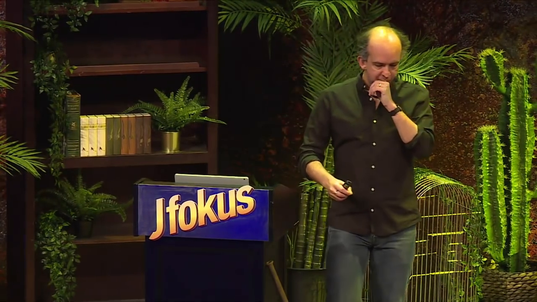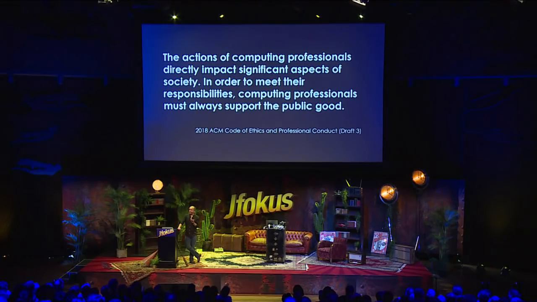So this gets us to one of the things engineers often like, a system of ethics. And in fact, the Association for Computing Machinery, the ACM, of which I'm a senior member, is currently working through coming up with a code of ethics and professional conduct. Very interesting. And there's quite a lot of stuff that reflects very much the times that we're in. Observations: the actions of computing professionals directly impact significant aspects of society. We run the world, as I said earlier. In order to meet their responsibilities, computing professionals must always support the public good.